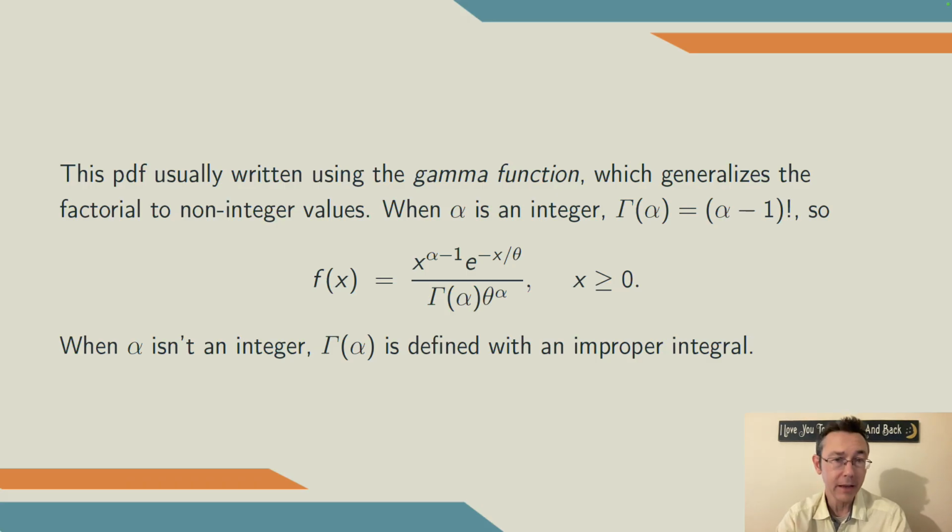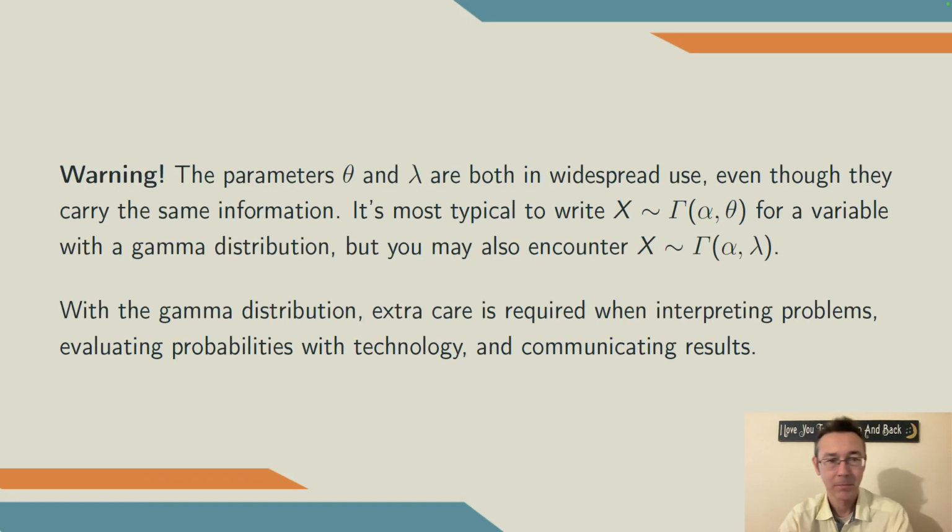And so the PDF of the gamma distribution has this form. All I've done here is to replace alpha minus 1 factorial with gamma of alpha. When alpha isn't an integer, gamma of alpha is defined with an improper integral. I'm not going to go into that in this vid.